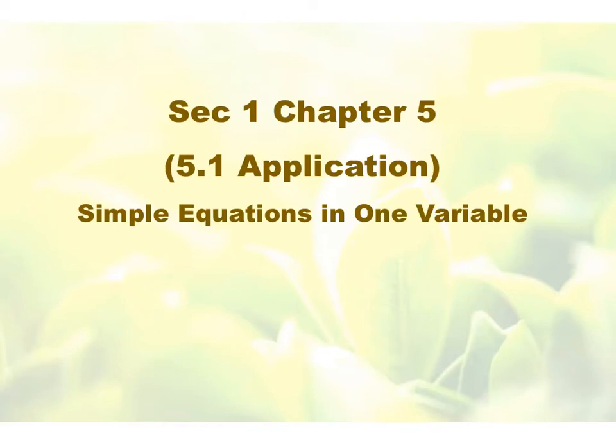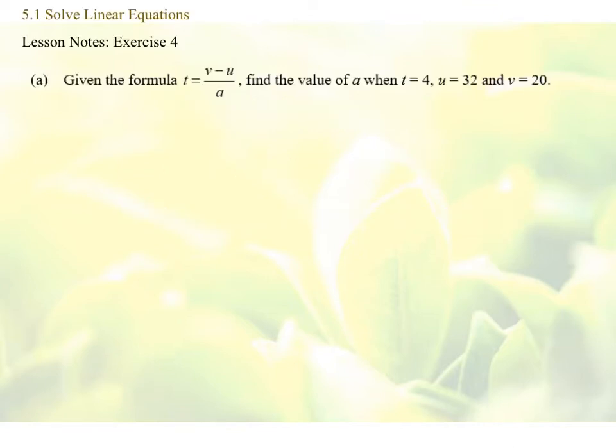Sec 1, Chapter 5, 5.1 Applications. Simple equations in one variable. Given that the formula t equals v minus u over a, find the values of a when t equals 4, u equals 32, and v equals 20.